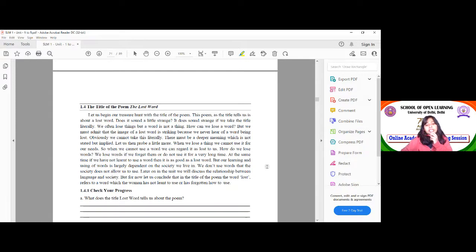But our learning and using of words is largely dependent on the society we live in. So let us think about why we might not have learned that word. It's largely because of the society we live in, right? Like if we go to a foreign country and we keep speaking in their language, then we are likely to not remember a lot from our language. And more importantly, we will not develop new words in our language. Like we will not learn new things about our language.